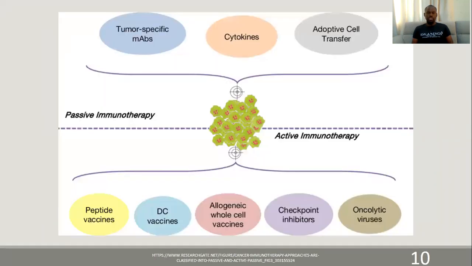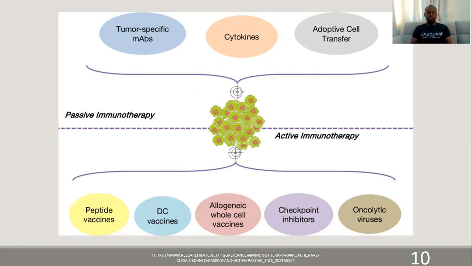So to continue with immunotherapy, immunotherapy has two parts. You have your passive immunotherapy and your active immunotherapy. With your passive immunotherapy, we're looking at the use of different molecules which are produced by the immune cells to fend off the cancer cells. And with the active immunotherapy, we're looking at the use of different structures which form part of the cancer cells to actually alert the immune system again.